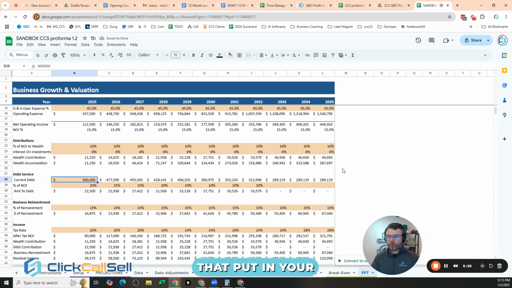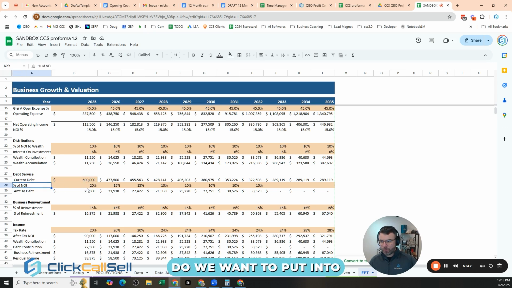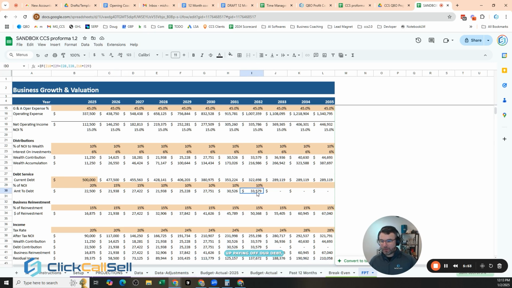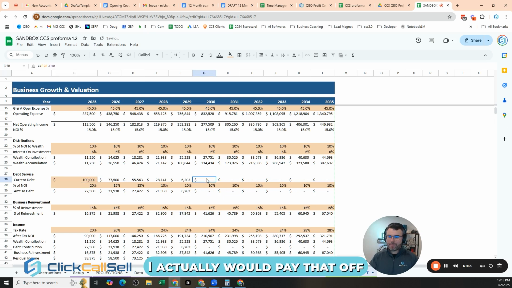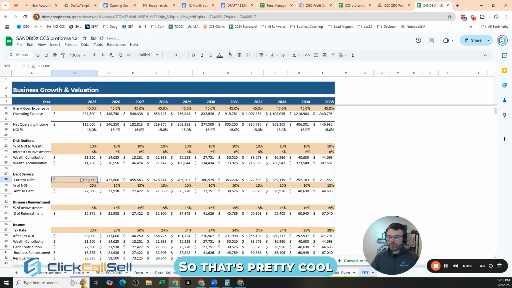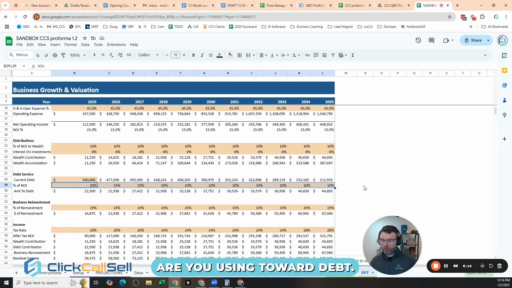Next, debt services. I'd put in your current debt: your EIDL loan plus vehicle payments, land, property, whatever it is that you own, the sum of all of that right here. And then how much of our profit do we want to put into paying down our debt? Now, what you notice in this example here is we actually end up paying off our debt. If I were to start with $100,000 in debt, I actually would pay that off at a certain point in time. So that's pretty cool to see how you can amortize or pay off your debt in a very strategic way based on how much of your income you are using toward debt.